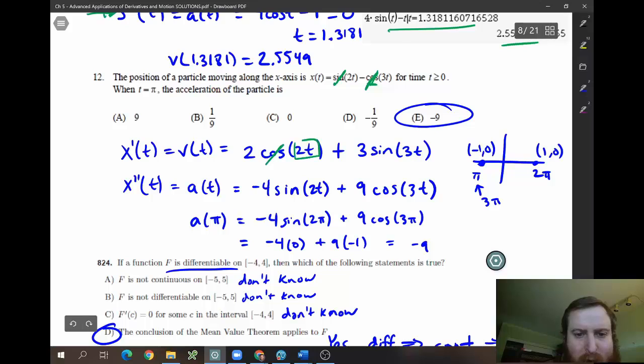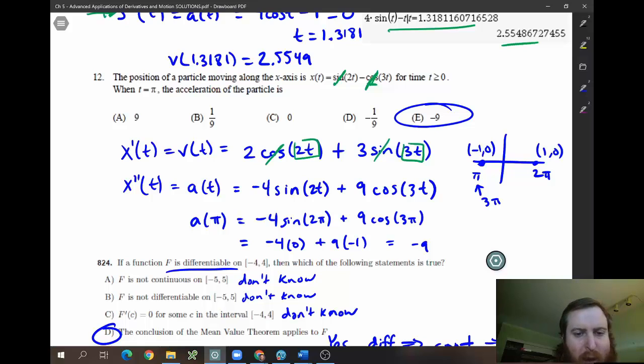Derivative of cosine is negative sine of 2t times 2. So I just combined the 2 and the 2 and the negative to make negative 4. You could have done this in multiple lines if you needed to. Then plus the derivative of sine is cosine of 3t, so cosine of 3t times 3. 3 times 3 gives us 9.